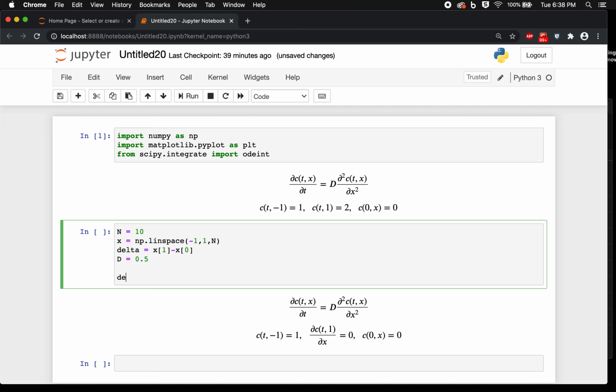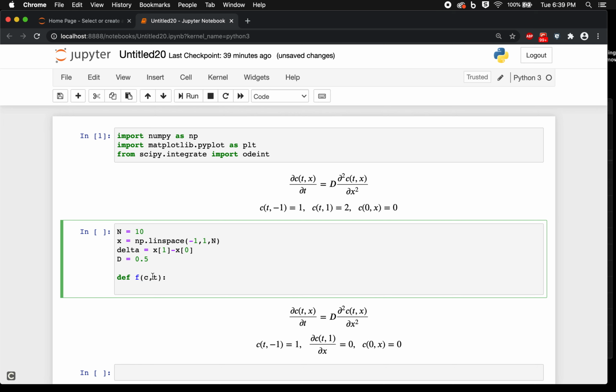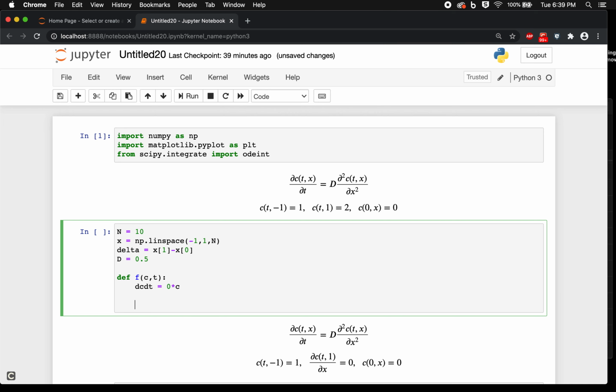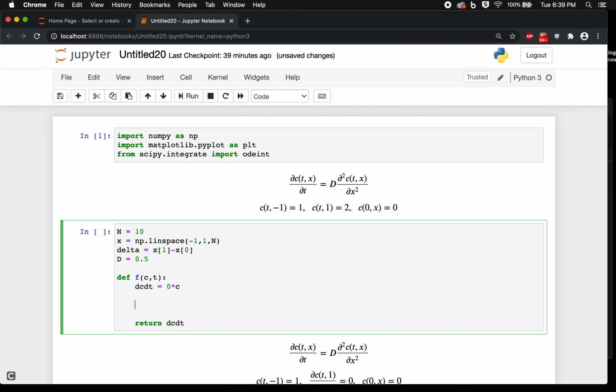So the first thing we're going to do is define our function f, and it's going to have to be a function of c and t because we're using the ODE integrator. The first thing I'm going to do is initialize dc/dt. I'm going to set that to be an array equal to the size of c, and just zero it out. And then I'm going to return dc/dt. So the basic idea here is for i, we're going to do the interior points first, from 1 to n-1. So these are our interior node points.